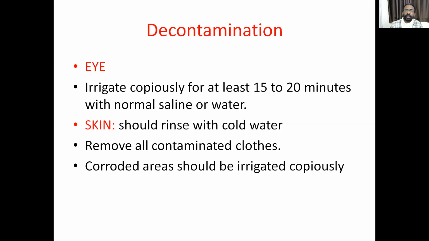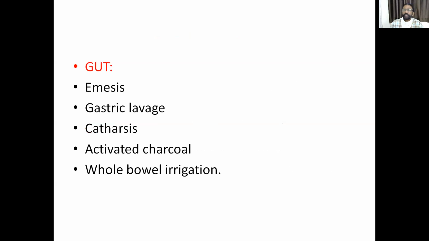Then skin decontamination should be done. Wash the portion, remove the clothes contaminated with the poisonous substance, and wash the skin with cold water. Next, removal of the poison from the gut. This is done by these methods: emesis, gastric lavage, catharsis, activated charcoal and whole bowel irrigation.